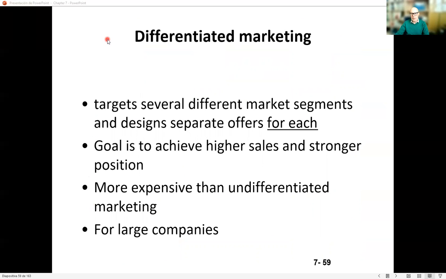The second targeting strategy is differentiated marketing, which consists of targeting different segments with different offerings. Typically, this strategy allows the company to achieve higher sales and a stronger position, but at the same time, the cost of developing such a strategy is higher. So this is typically done by large companies with many resources. And we can find many examples of this marketing strategy.